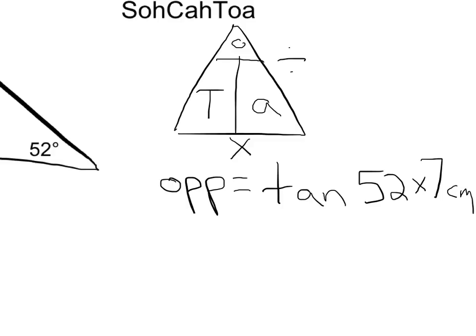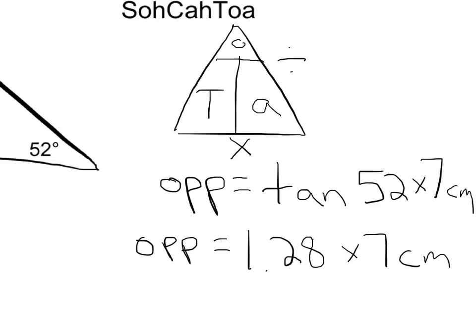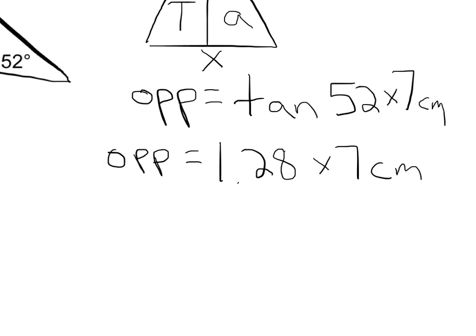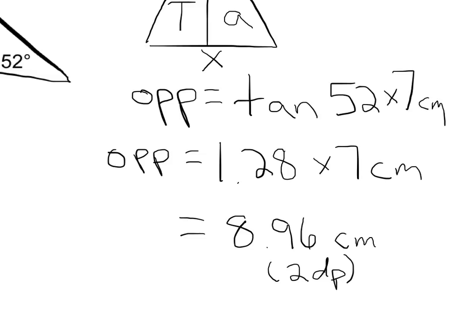And then bringing that down, you still got your opposite equals, and then you just have to figure out what tan 52 is. And it's 1.28 to 2dp. And then you're multiplying that by your 7 centimeters. So just bring that down, and using your calculator, you figure out that the answer is 8.96 centimeters, and that's rounded to 2 decimal places. Voila! So there you go.